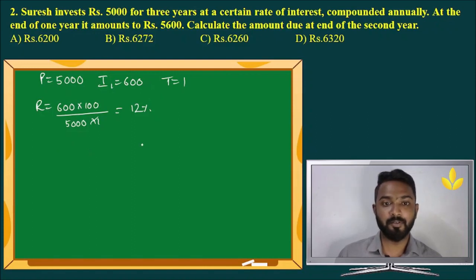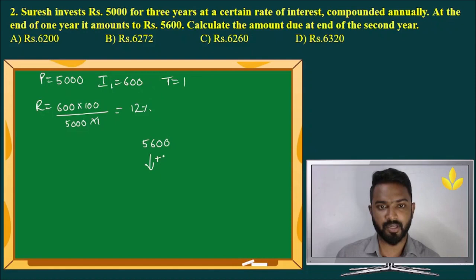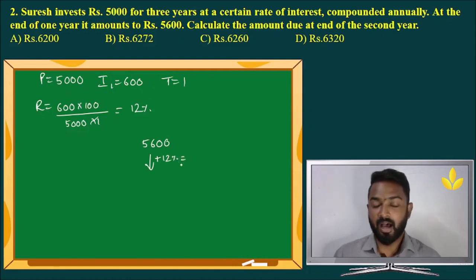So at the end of the first year it is 5600. Then this has to increase by 12%. How to do this without the calculator? 12% is nothing but 10% plus 1% plus 1%. 10% of 5600 is 560. 1% is 56. 1% is 56.